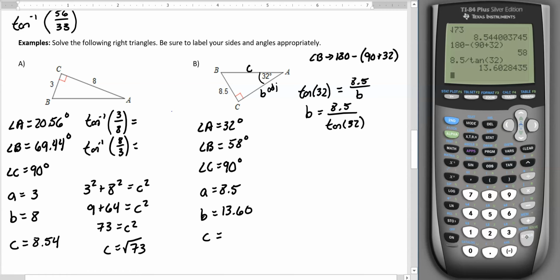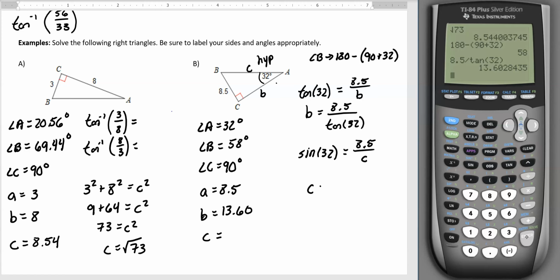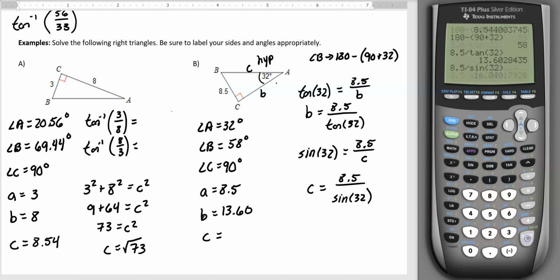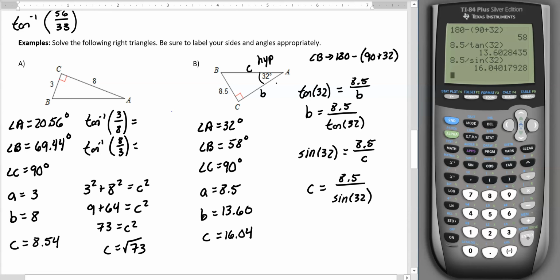Very good. Okay, now to figure out C, think about what we have here. Let's see, C is our hypotenuse. So we have our opposite and our hypotenuse. Opposite and hypotenuse is sine. So I'd say the sine of 32 equals 8.5 over C, which means that C will equal 8.5 divided by the sine of 32. 8.5 divided by the sine of 32, close parentheses, and when I do that, 16.04. Well done. All right, so there's some ways to solve right triangles.